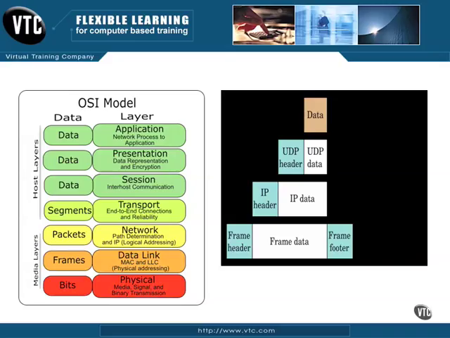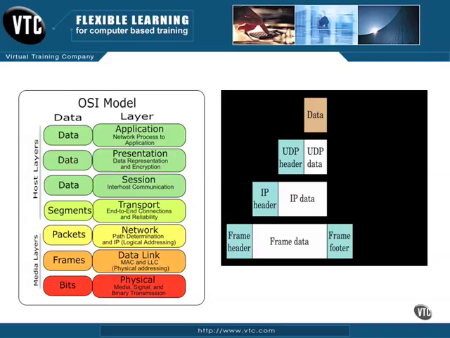Now, moving up to layer 3, we have the network layer. The network layer primarily concerns itself with addressing and path determination. That's where routing takes place, and IP or logical addressing. The data is called packets at that level. Above that, at layer 4, we have the transport layer, and the transport layer basically concerns itself with end-to-end connections and reliability. We have connectionless protocols at that layer and connection-oriented protocols at that layer, and data is called segments.